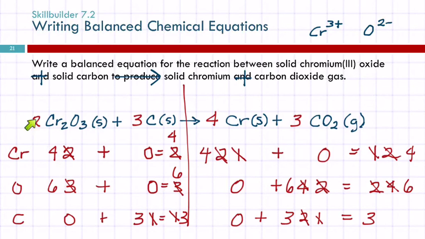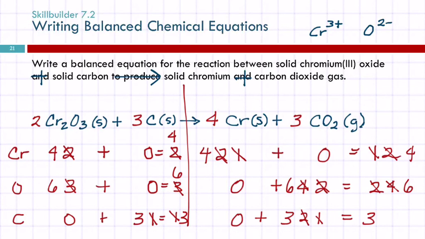And so I'm going to look at this. I've got 2 of these guys. So that's 2 times 2. That's 4 chromiums over here and 4 chromiums over here. I've got 2 times 3, 6 oxygens. And over here I have 3 times 2, 6 oxygens. I've got 3 carbons and 3 carbons. Bingo! It's balanced.